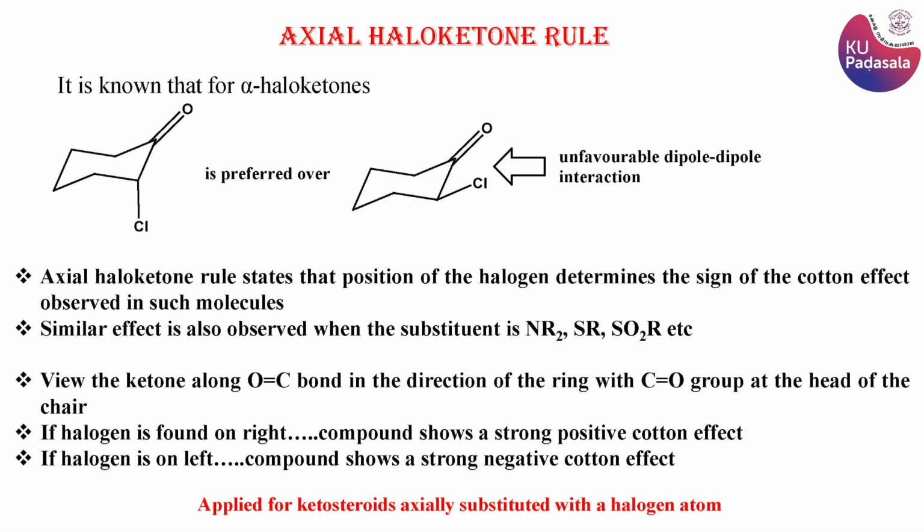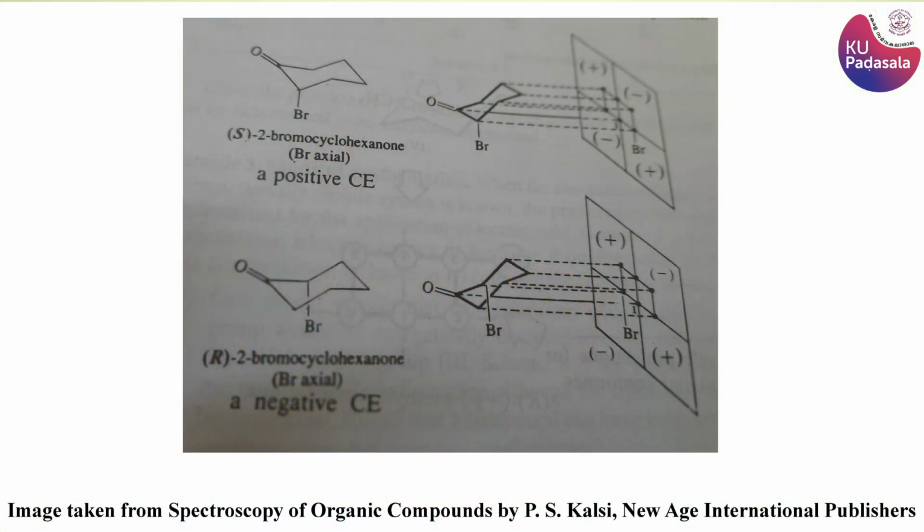So, we view the ketone along the O-C bond in the direction of the ring with the CO group at the head of the chair as usual. If halogen is on the right, then the compound shows a strong positive Cotton effect, and if the halogen is on the left, then the compound shows a strong negative Cotton effect. This again is an image taken from the book Spectroscopy of Organic Compounds by P.S. Kalsi.